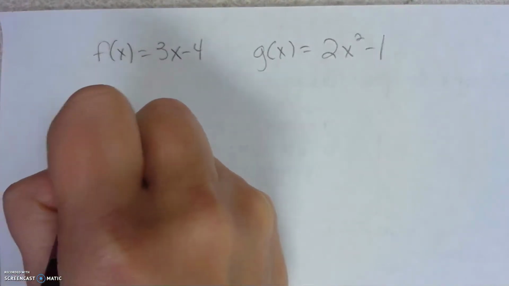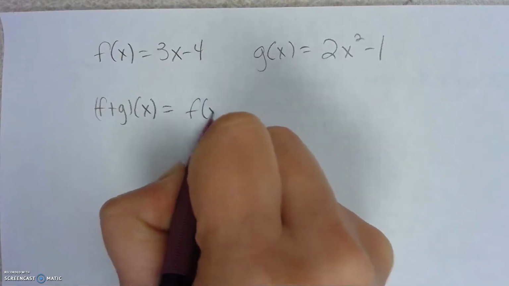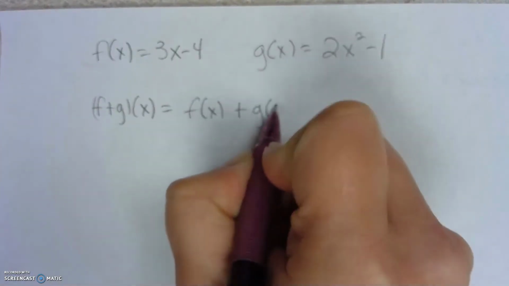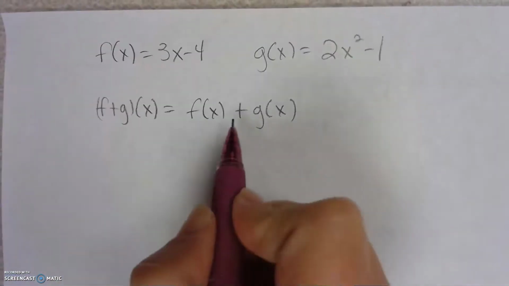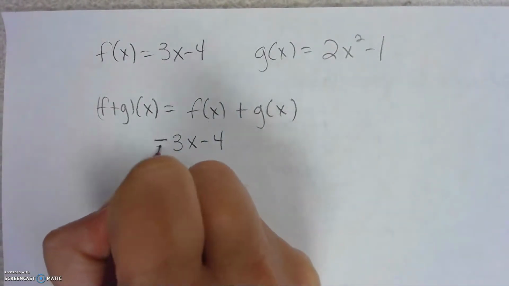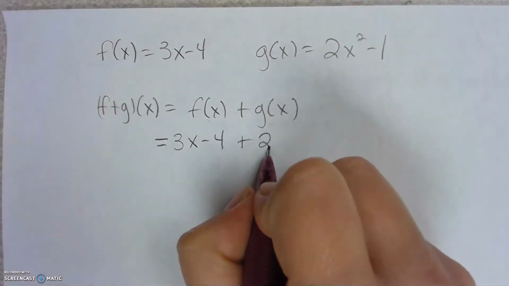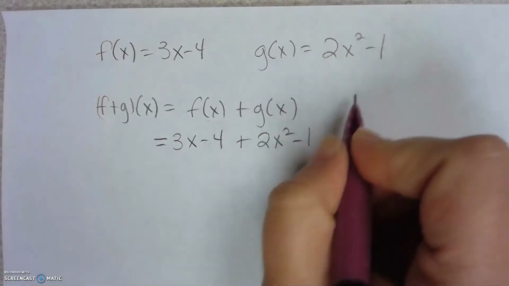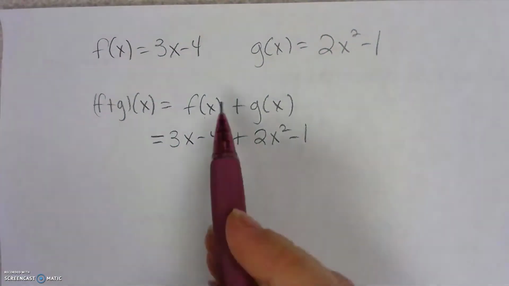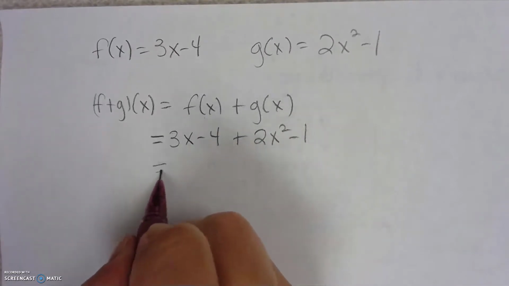So I'm going to do f plus g of x first. That means I'm going to take f of x and add to it the function g of x. Alright, so f of x is 3x minus 4. I'm going to add to it the function g, which is 2x squared minus 1. And anytime you're adding, you're always finding the things that are alike and saying how many of them there are. So we're just simply combining like terms when we're adding these functions together.